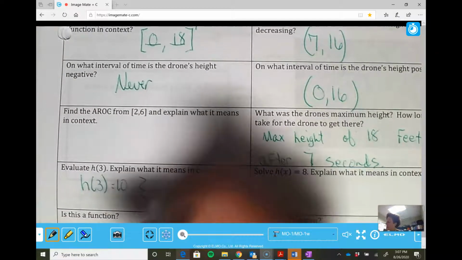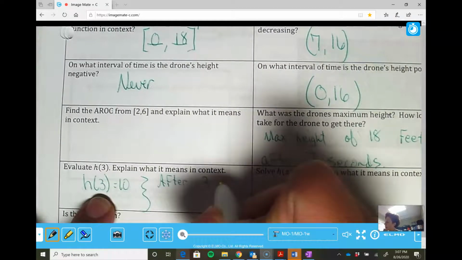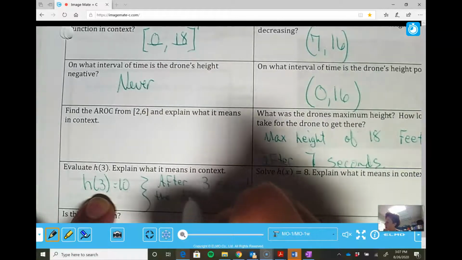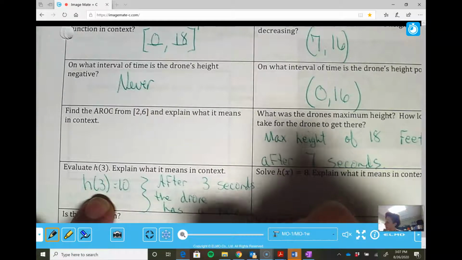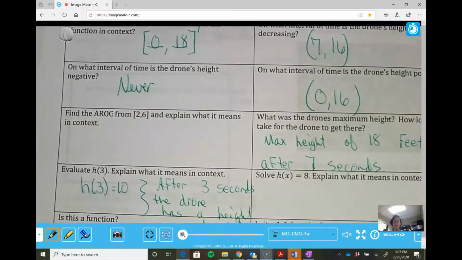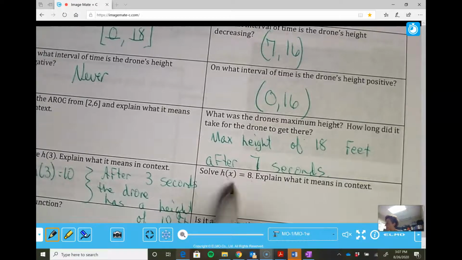And what this means is after, remember this is t, so 3 seconds, the drone has a height of 10 feet. So sorry you can't see that. So what's this mean? So this is 8, right? So this is a little bit more of a challenge. So this time you're asked for 8.